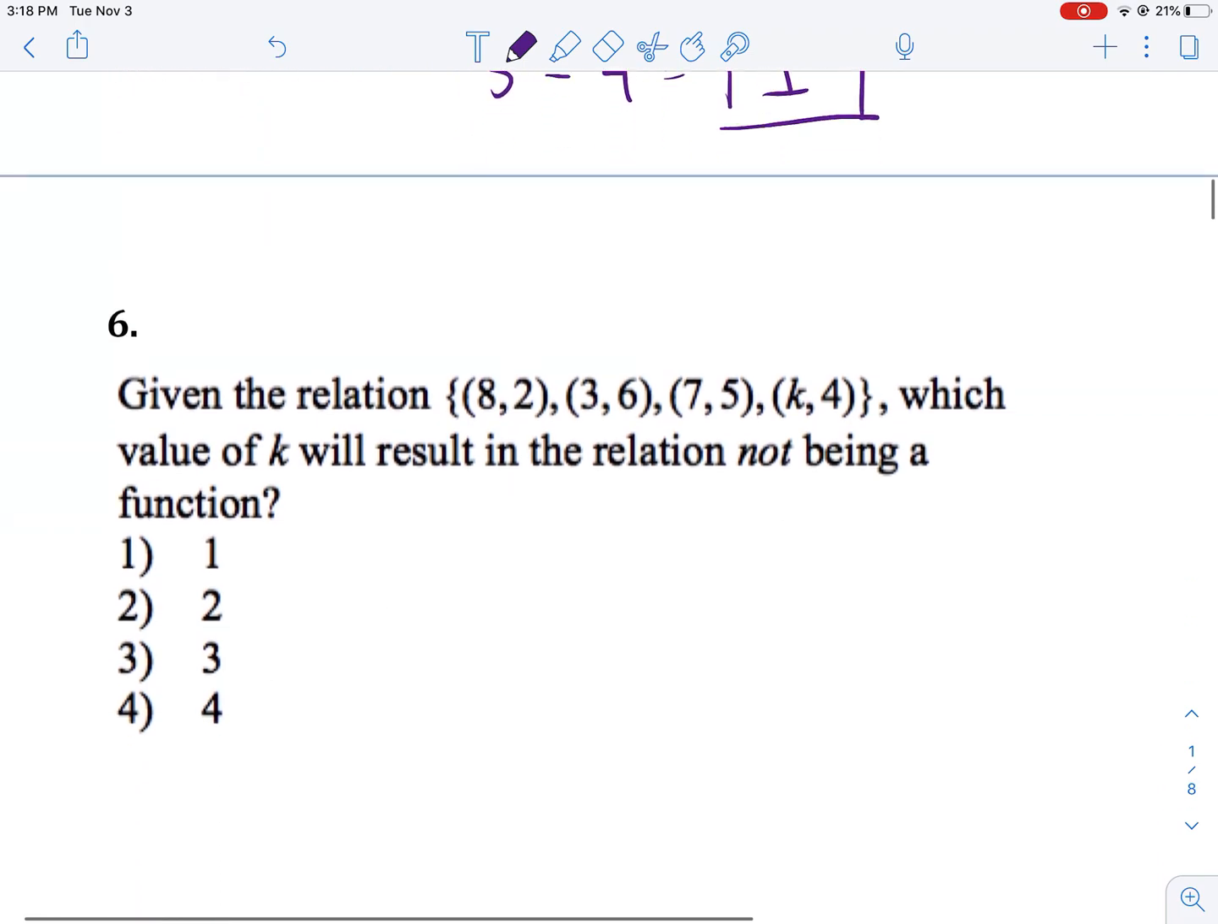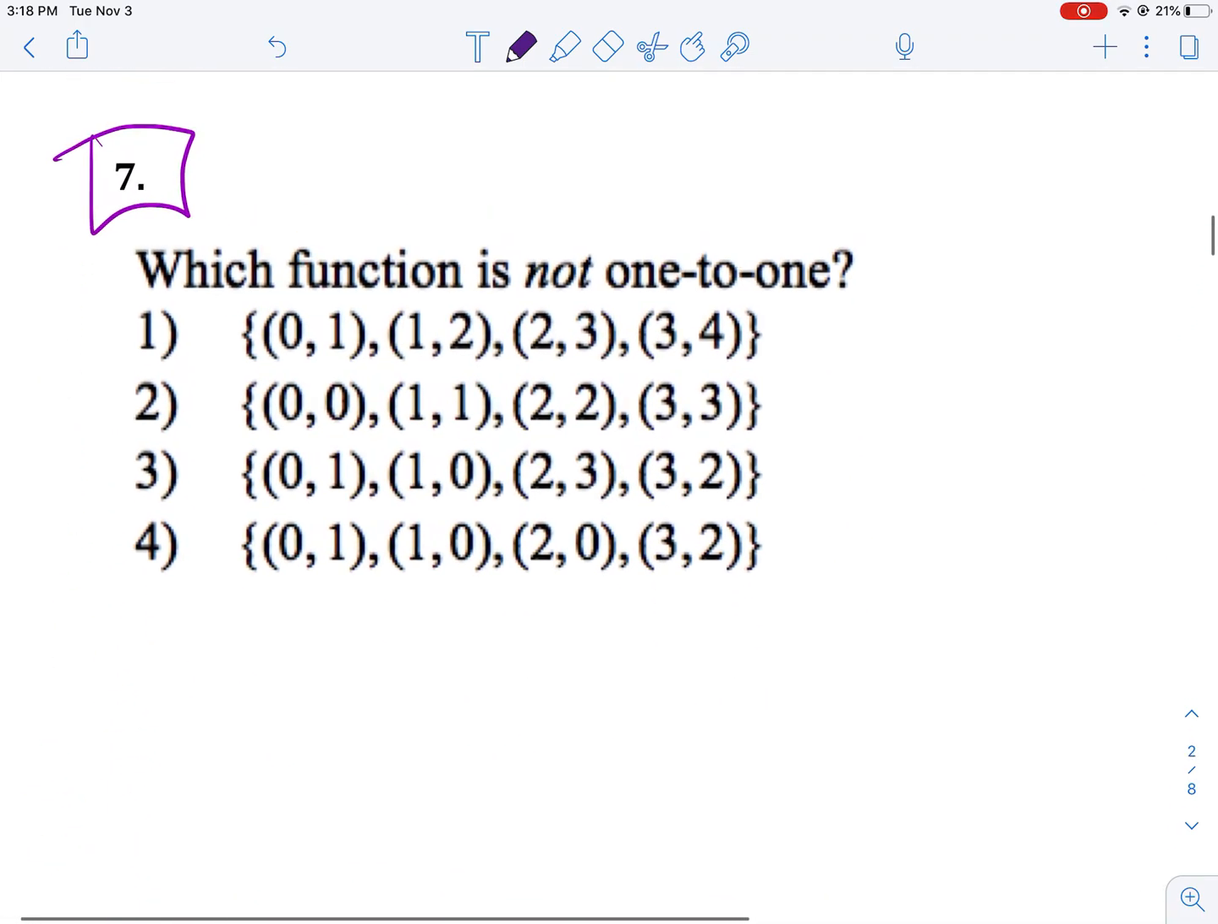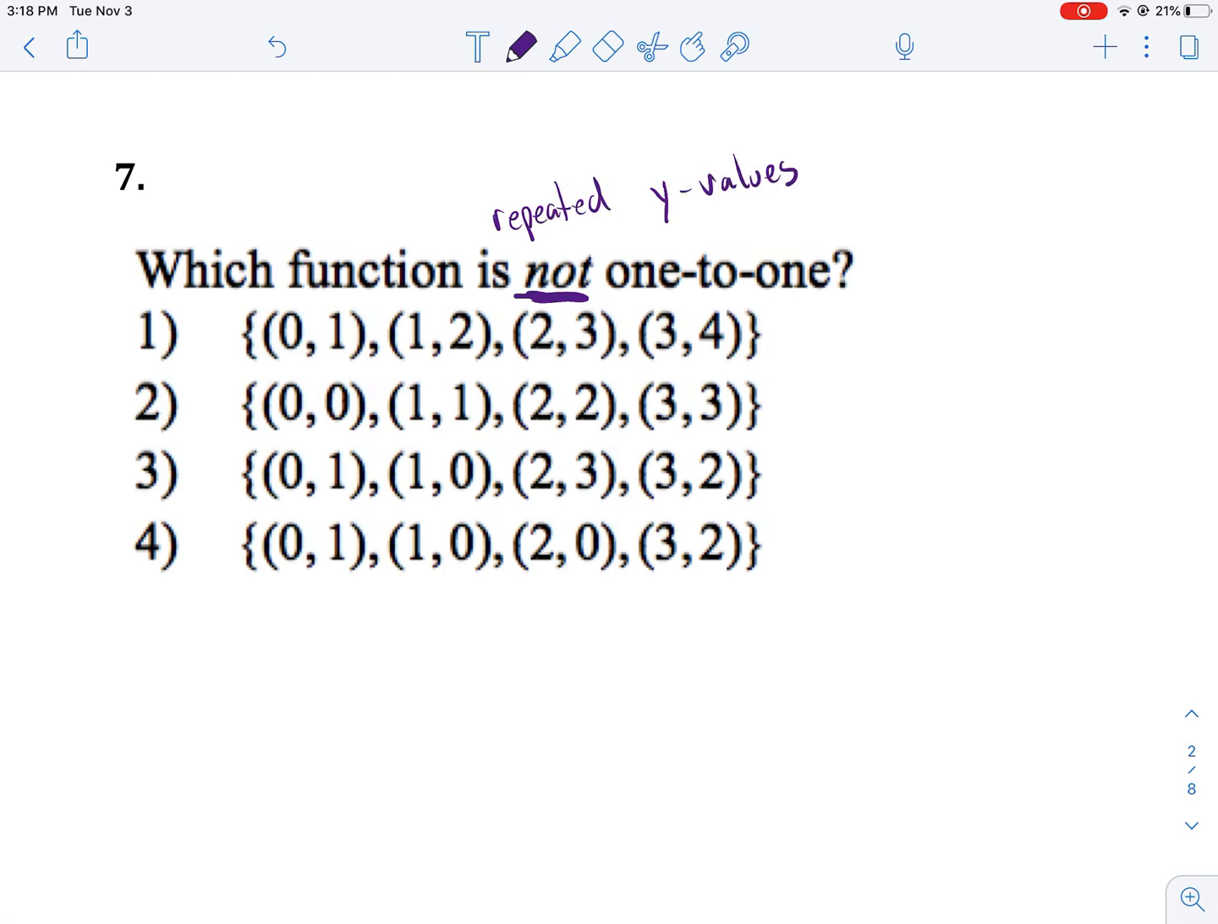Okay, let's move on to number 7. Number 7 says, which function is not one-to-one? Okay, so what does it mean by not one-to-one? We are looking for repeated y values, right? Okay, looking for repeated y values.